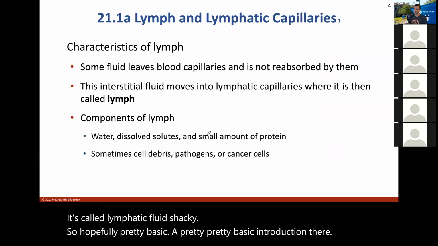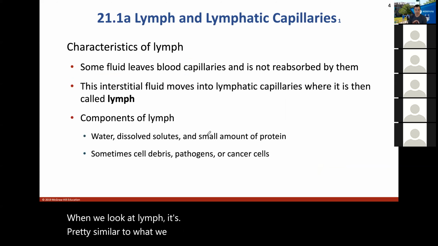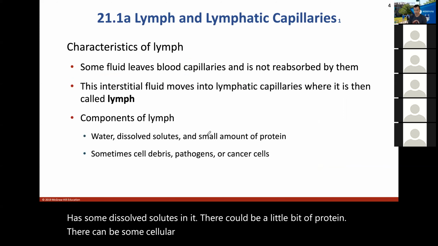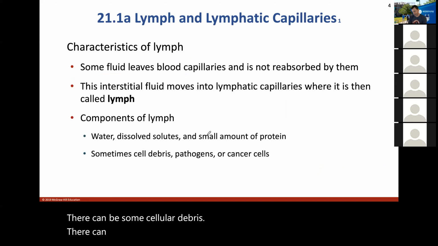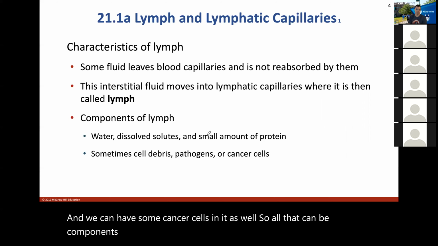When we look at lymph, it's pretty similar to what we see with blood. You know, it has some water, some dissolved solutes in it. There could be a little bit of protein. There can be some cellular debris. There can be some pathogens, some foreign invaders. And we can have some cancer cells in it as well. So all of that can be components of what is called lymph or lymphatic fluid.